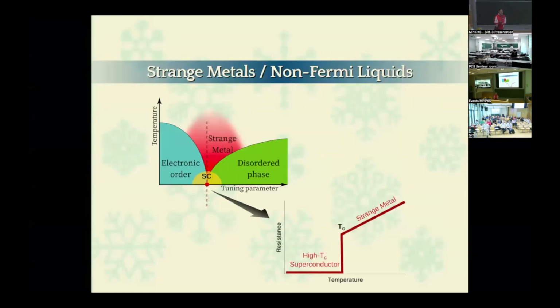This talk will be focused on non-Fermi liquids. In particular, I'll be focusing on quantum critical points. If you go to very low temperatures, you get a high Tc superconducting phase, and then if you cross the transition temperature, you get the metallic phase. But this, for some reason that I'll explain, is called a strange metal.